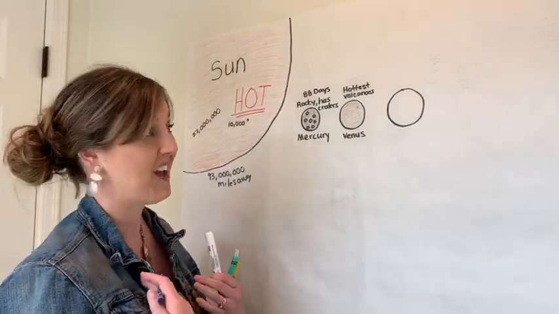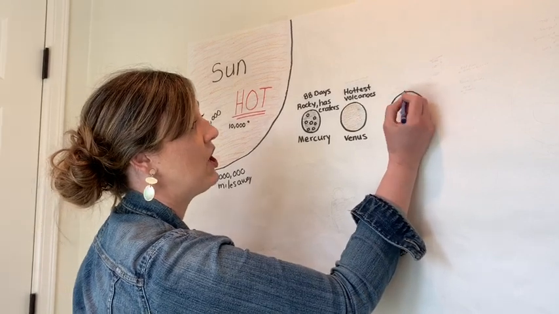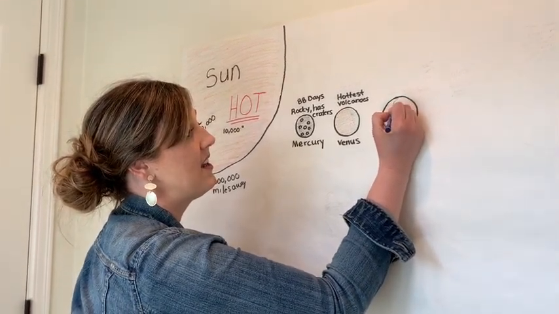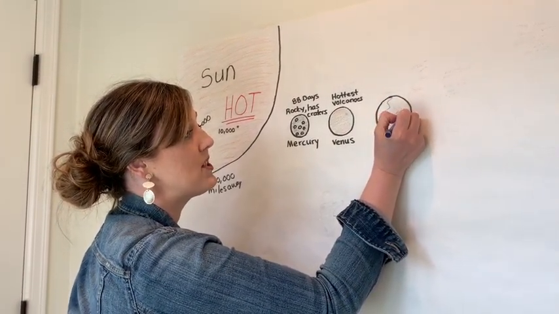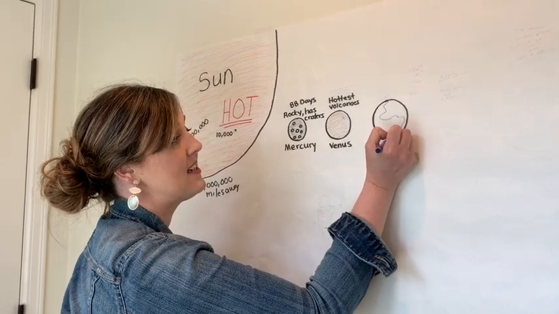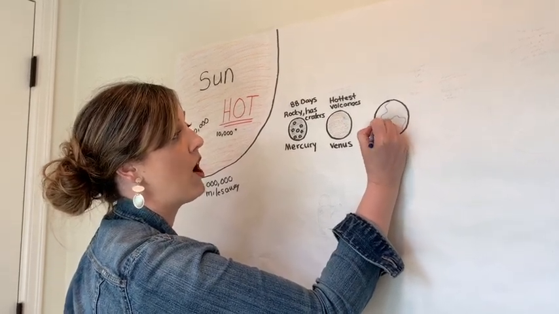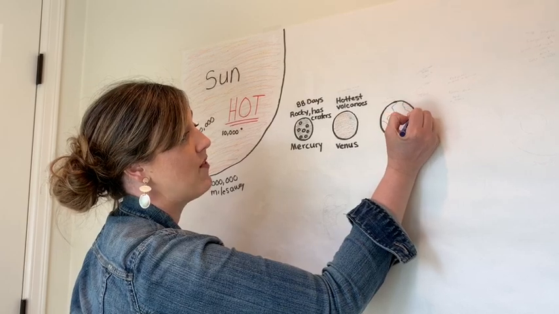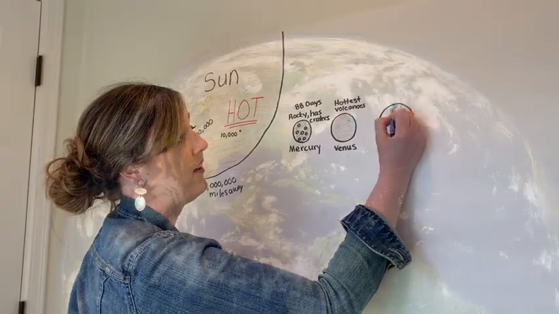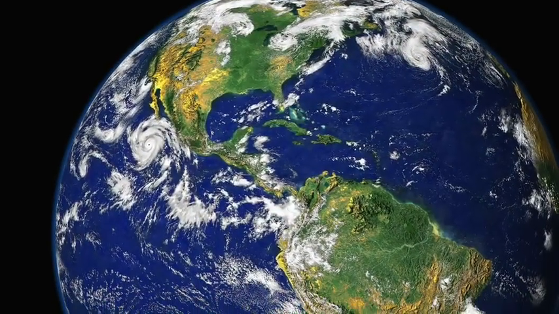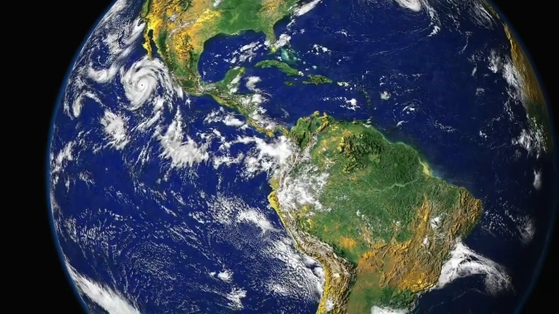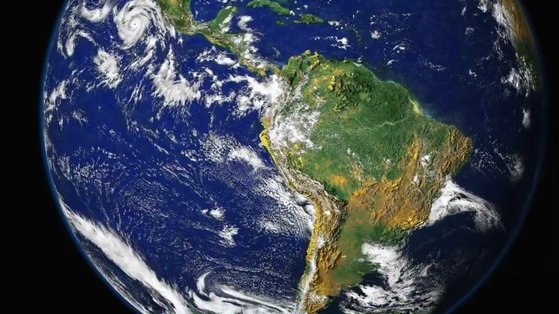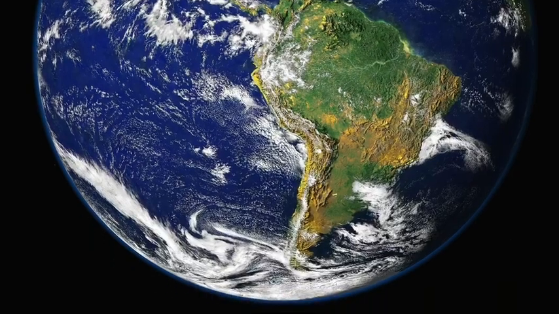And the reason that we're able to sustain life here is because 70% of our planet is covered in water. You can't survive without water. Earth is the only planet that we are able to breathe on. It has just the right amount of nitrogen and oxygen to make the air healthy.